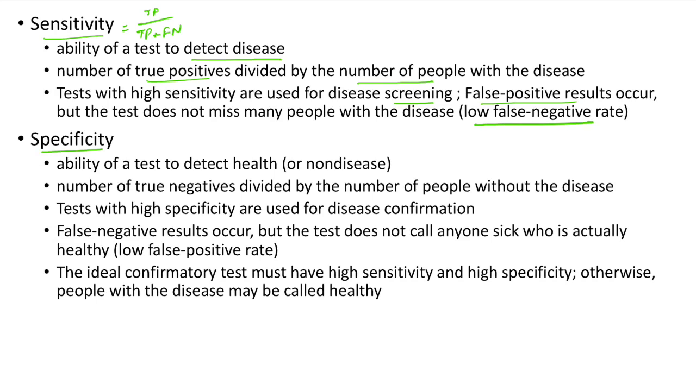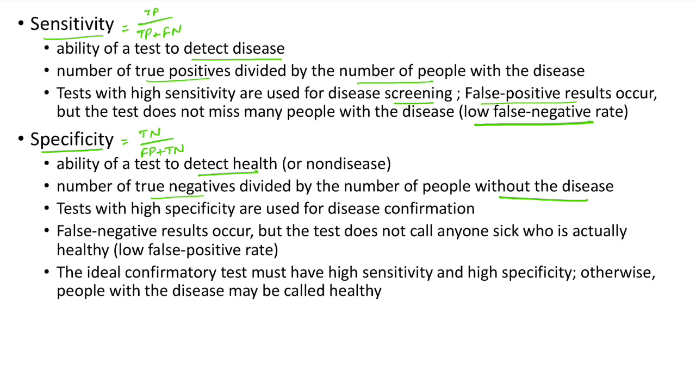It is the ability of a test to detect health or non-disease. Mathematically, it is calculated as number of true negatives divided by the number of people without the disease. That is, specificity is equal to true negatives divided by false positives plus true negatives.